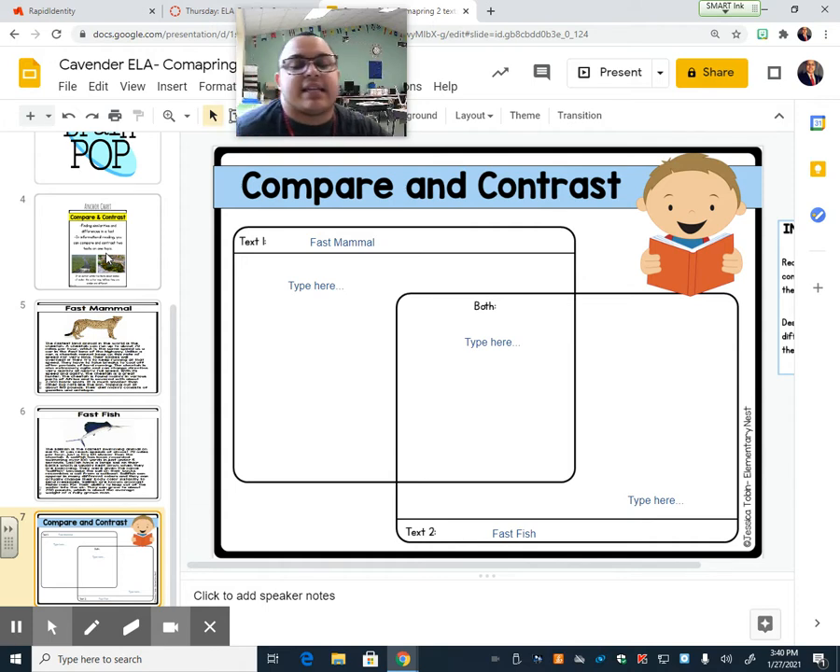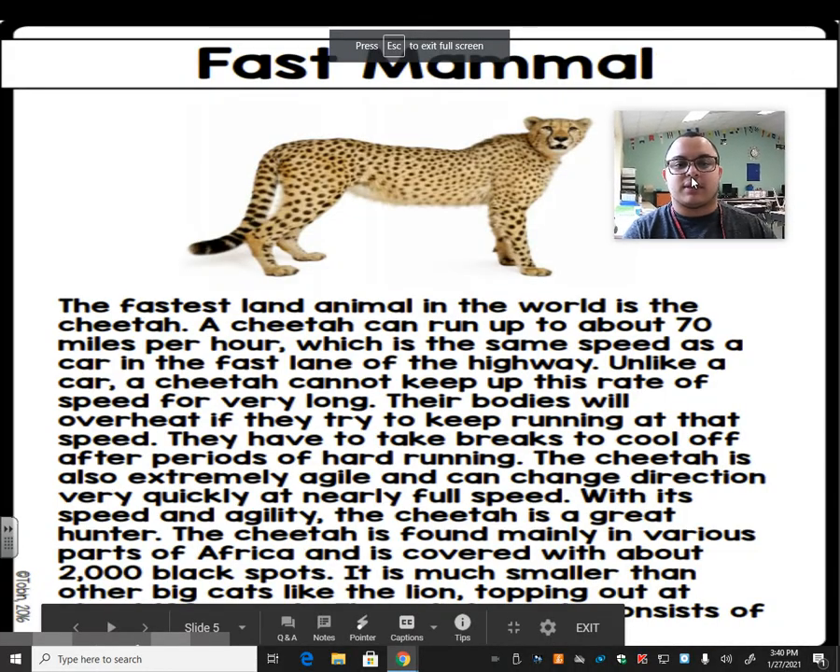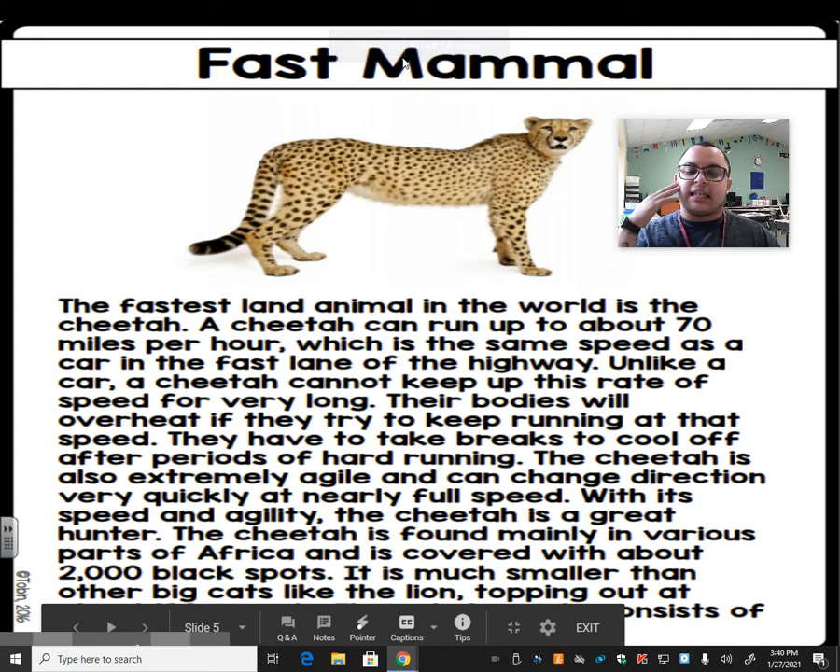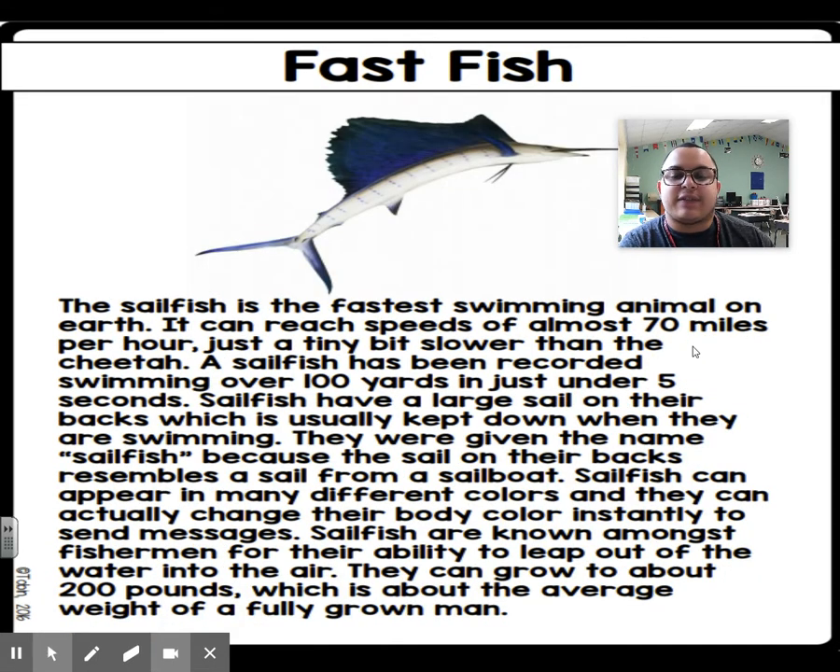So we're going to read both of these texts, and we're going to underline important key details in these texts. So let's go back and start reading. The first thing I like to do is read the title, and I'm going to predict what it's going to be about. My first title says fast mammals. What fast mammals? So I'm predicting that this is going to be about a mammal that is fast. And my next one says fast fish. Well, I'm predicting that this is going to be about a fish that is fast. There's not much super hard predicting in this topic.